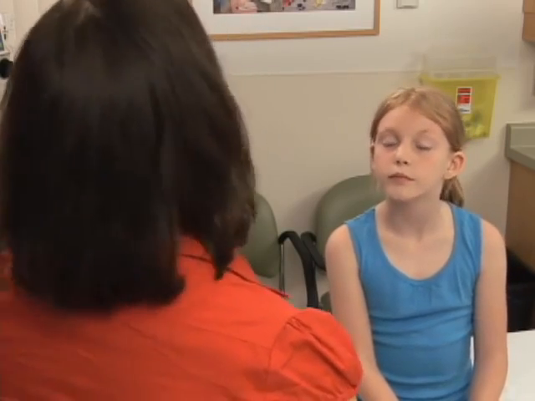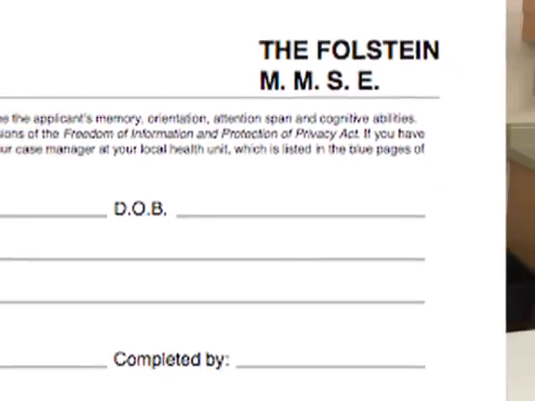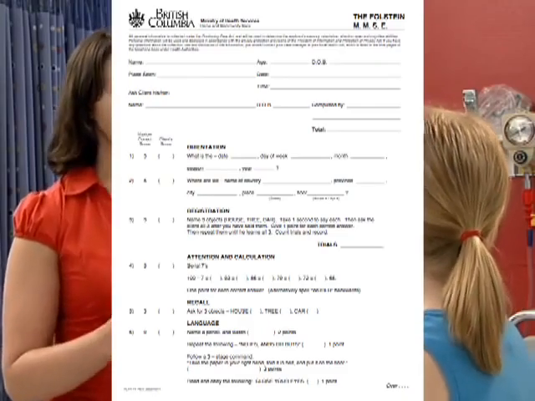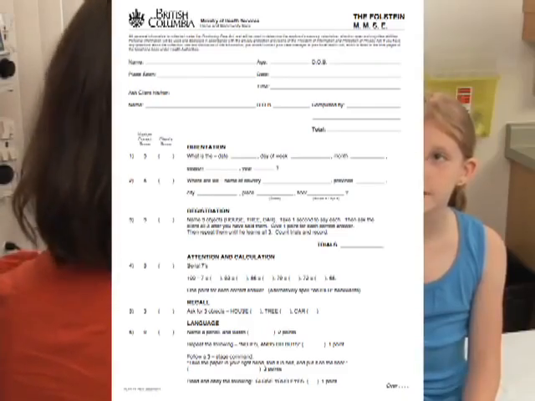That must not be ignored and needs to be investigated fully. For children 7 years or older, a more formal screening test such as the Folstein Mini Mental Status Exam may be used. Modified versions of the mental status exam are available for children.